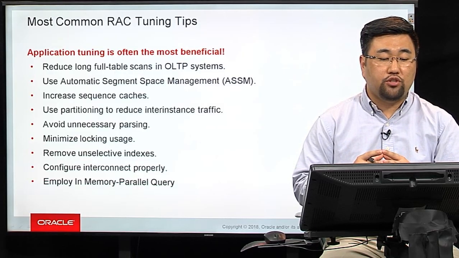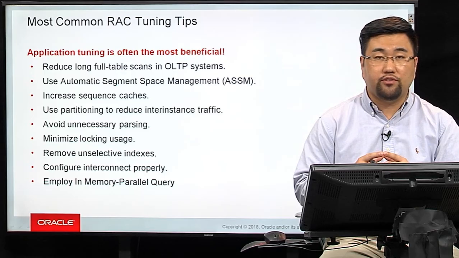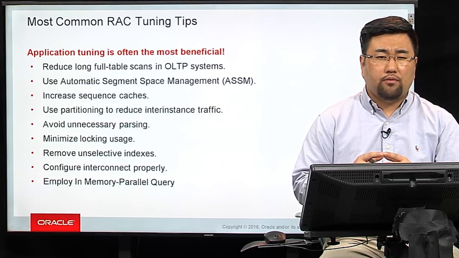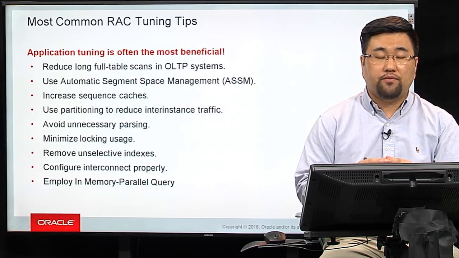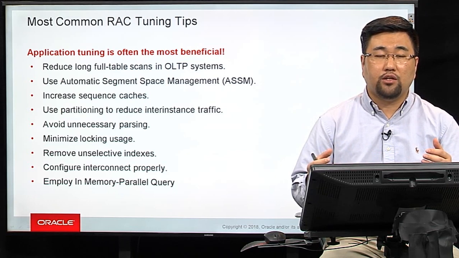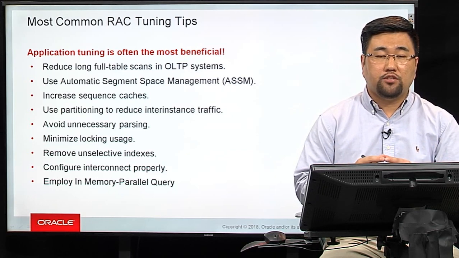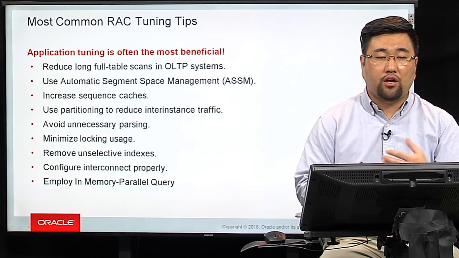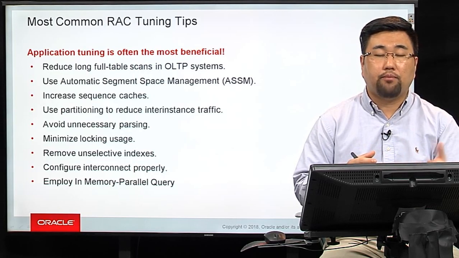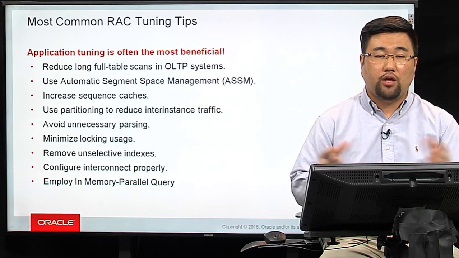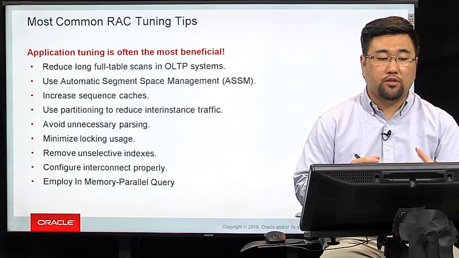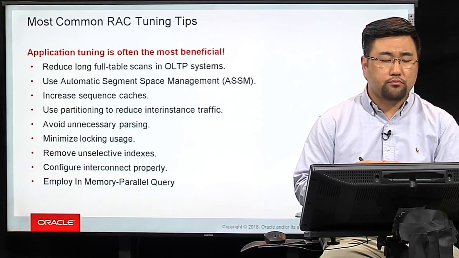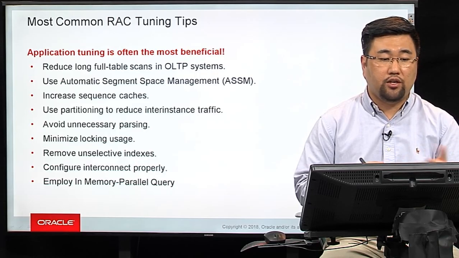And also use partitioning to reduce inter-instance traffic as well. By default, when an instance requests a resource, the ownership is evenly distributed by using an internal algorithm. But over time, it's possible to change the ownership of an entire object, even at the partition level. So if you have a very huge table, it's a good idea to partition it. By doing so, we can assign ownership of each object to a specific instance.